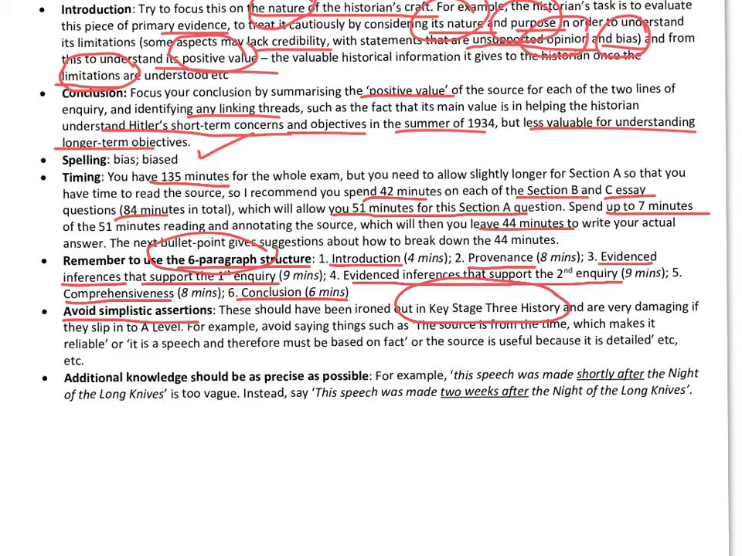The other classic one: oh, the source is from the time, which makes it really reliable. No. It makes it useful, but it doesn't make it reliable. Remember, they're different words. Reliable is about honesty. Sources from the time are just as likely to be, in fact more likely to be, dishonest than sources written later on, etc. So really be careful to avoid simplistic assertions.